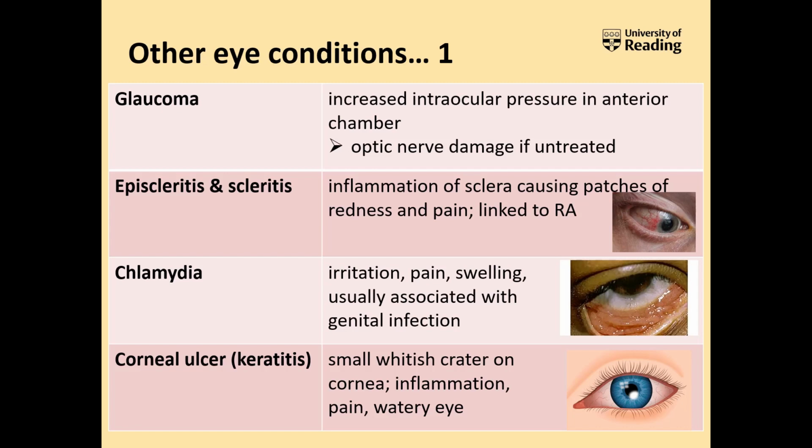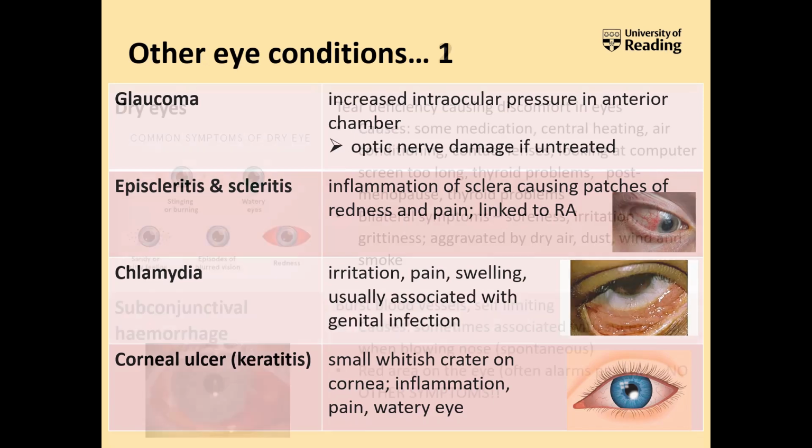And then we come to corneal ulcer, also known as keratitis. So this picture here, this kind of diagram, shows a white spot just over the pupil. And that's what a corneal ulcer can look like. It forms smallish white craters on the cornea, and also inflammation, pain, and a watery eye. So something like that would also require referral to the appropriate professional.